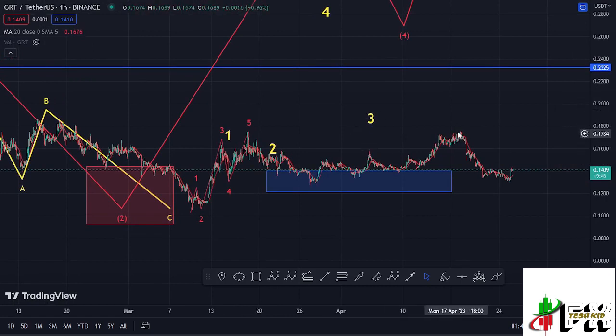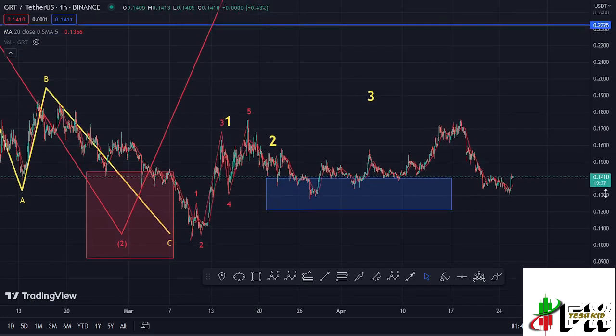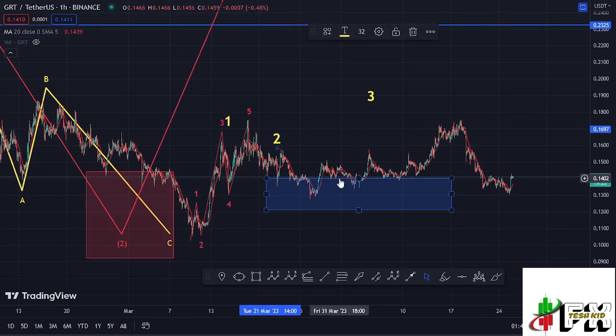Then we started this impulsive wave to the upside in the formation of this wave 3. But you can see that after making a high at around the $0.1762 mark, we started another breakdown to the lower side in a move that has now given us a reset of this higher Elliott wave count 2 within this blue target area. And since we have seen a reset of that second wave, then my primary scenario still remains to be that we are in the formation of that wave 3.